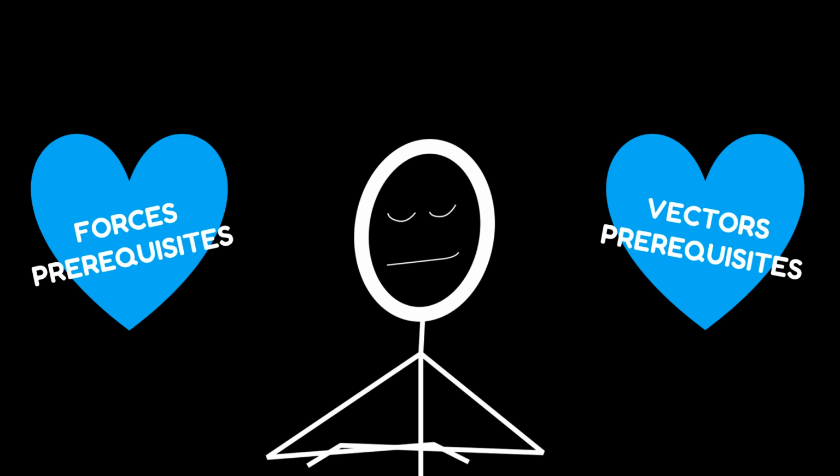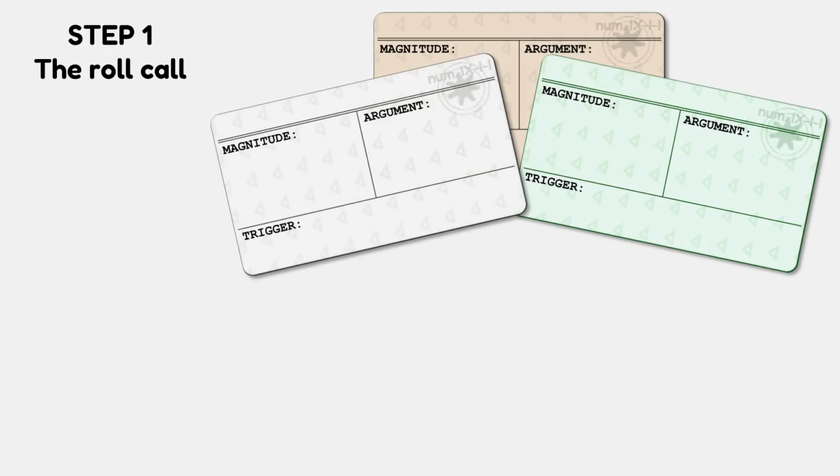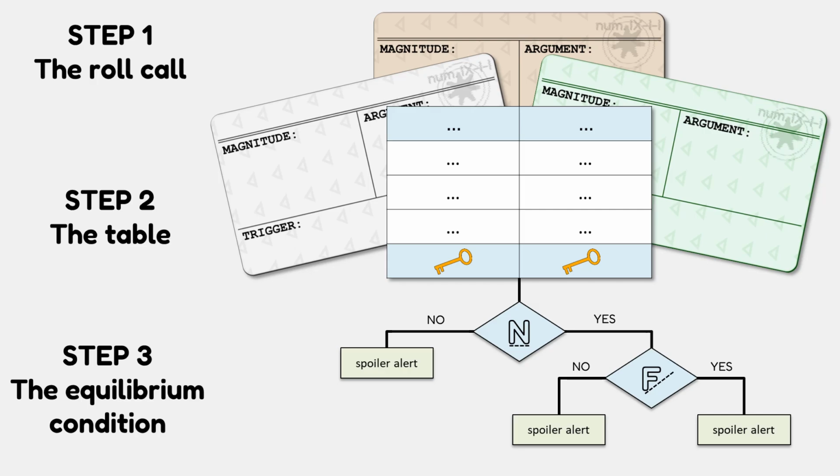Before we begin, I'd like to give you a preview of the procedure. In the first step, we will do a roll call of the forces involved by consulting a few handy identity cards. We will keep only those whose activation conditions are met by the problem. In the second step, we will use other information on these cards to fill out a table, which will provide us with two key values. In the third step, we will answer two questions using a flowchart to find the correct relationship between the two key values. Once the relation is solved, the problem is done.